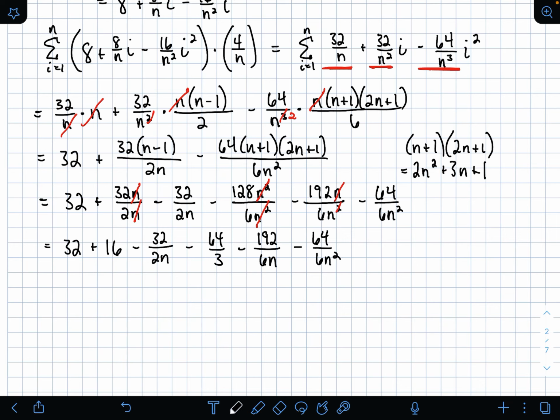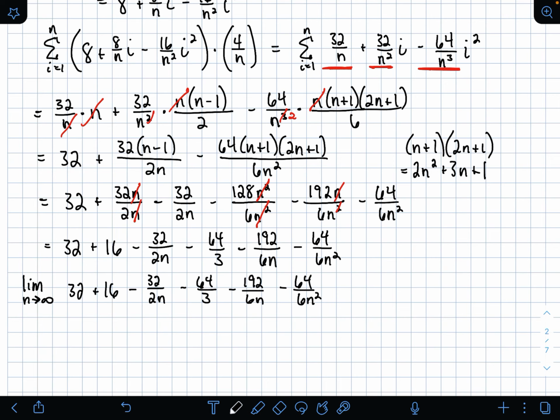And at this point, we're ready to do the limit. So the limit as n approaches infinity of 32 plus 16 minus 32 over 2n minus 64 over 3 minus 192 over 6n minus 64 over 6n squared.